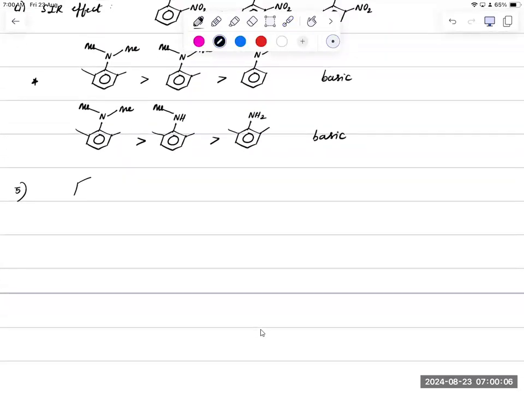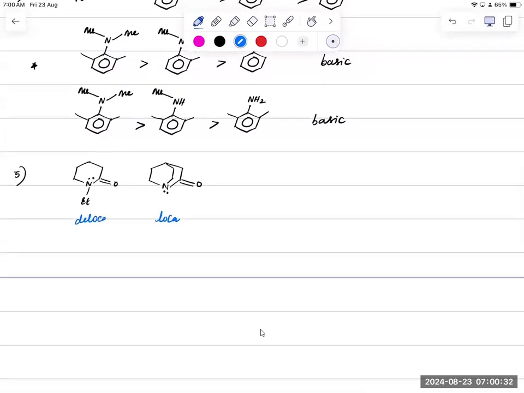bridgehead. Okay. That is, if you have anything like ethyl and double bond O, and the same thing I'm comparing when you have a bridge to form here. Obviously, this lone pair is involved in resonance, but this lone pair cannot be involved in resonance. Again, this is delocalized, this is localized. Okay. So whenever we have a localized and delocalized, this will be the strong basic compound.